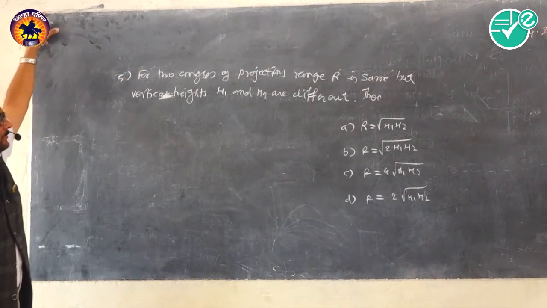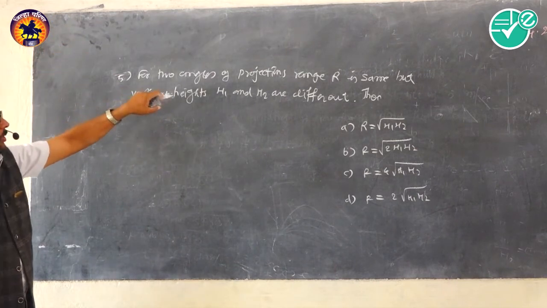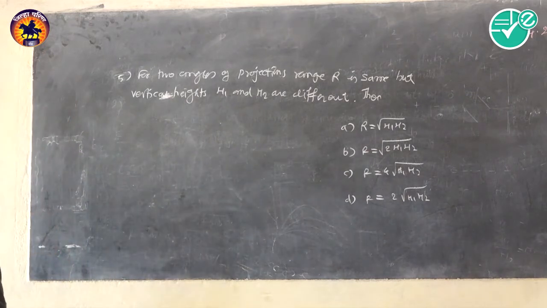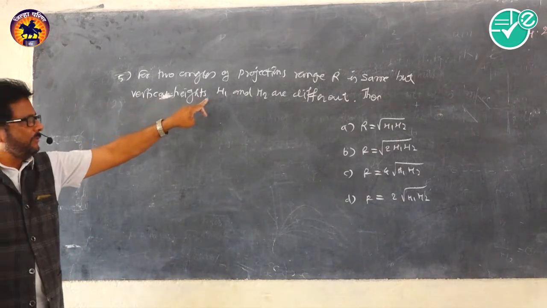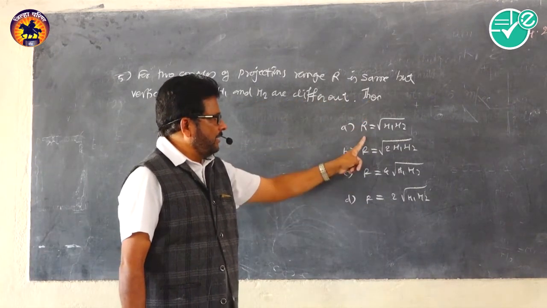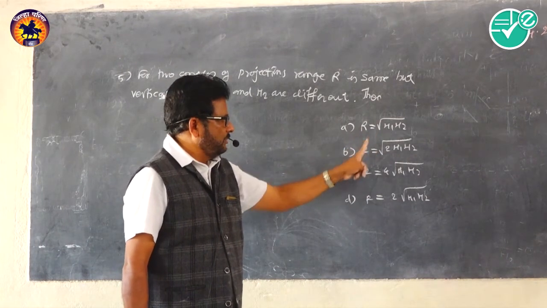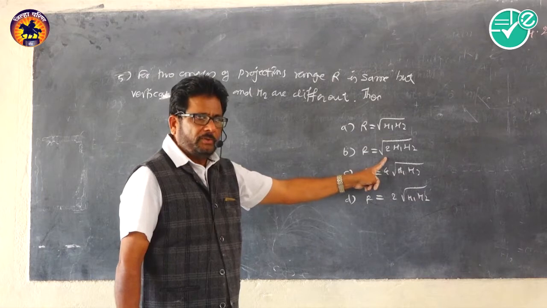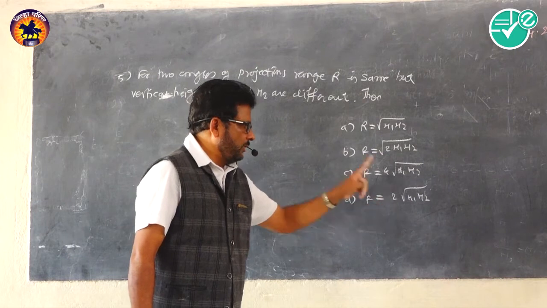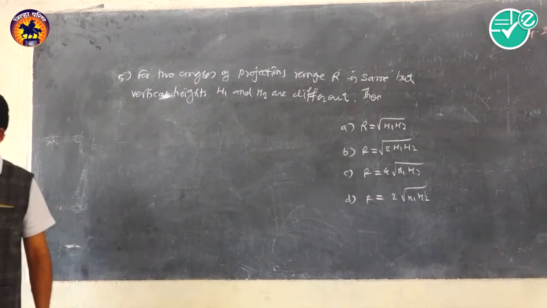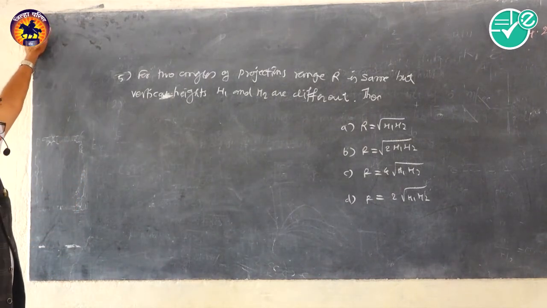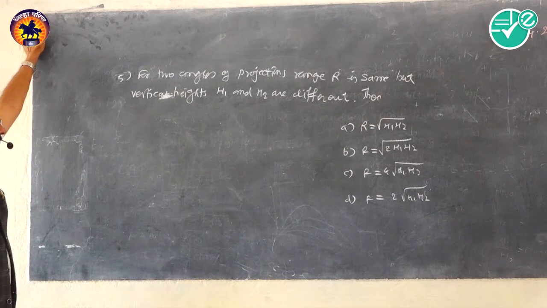Next problem. For two angles of projection, range R is the same, but vertical heights h1, h2 are different. Then what about the range R? Options are A: R is equal to root H1 H2, B: R is equal to root 2 H1 H2, C: R is equal to 4 root H1 H2, and D: R is equal to 2 root H1 H2. Here the range is the same, but heights are different.